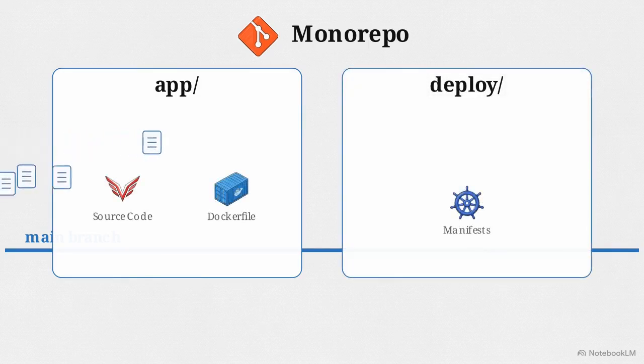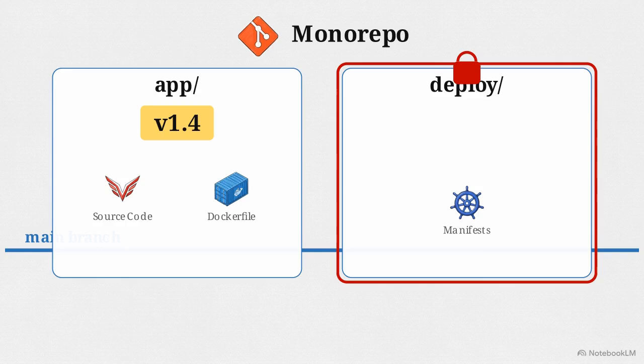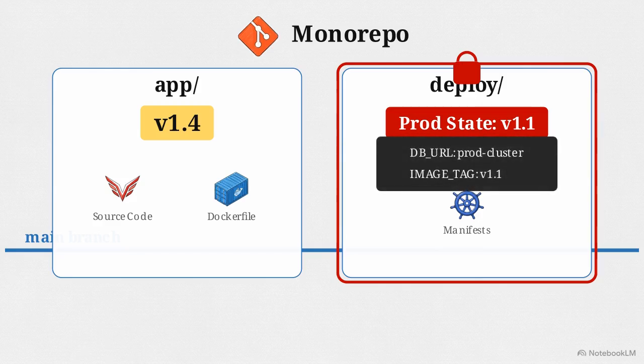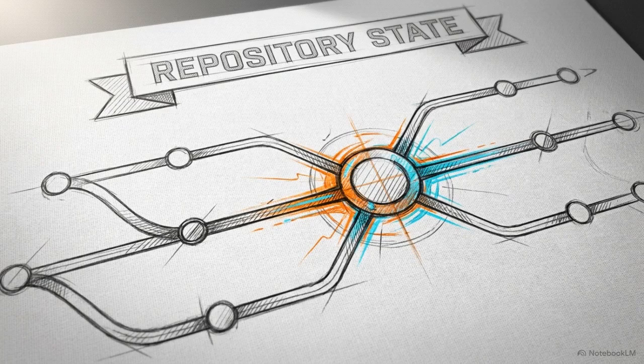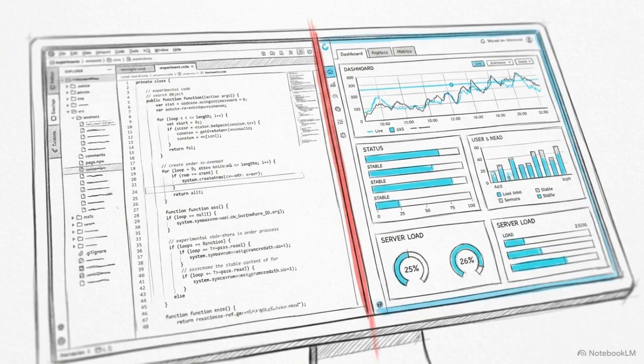On the main branch, developers are pushing new features, updating the Java code for version 1.4. However, the deployment folder must stay locked to the live servers. While the code is version 1.4, these configuration files hold database credentials for version 1.1. This creates a version mismatch within the same commit history. GitOps requires a repository to be a single source of truth, but here the repository is simultaneously representing the future state of the code and the current state of the infrastructure.